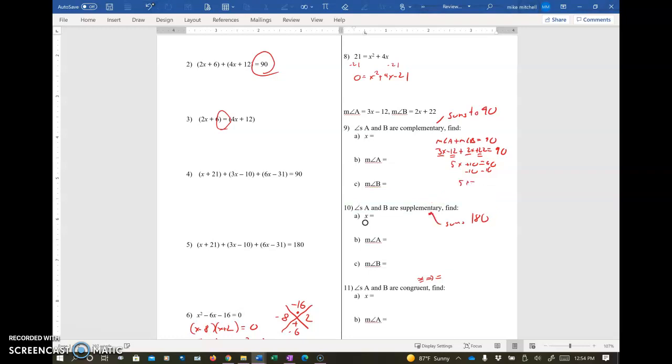Okay, 5x equals 80. Divide, x equals 16. Once you get that, you can plug it in. So if I want to find the measure of angle A, I'm going to put it in here. 3 times 16 minus 12. That's 48 minus 12. That gives me 36 degrees. And this is going to be 2 times 16 plus 22. 32 plus 22. That gives me 54 degrees.